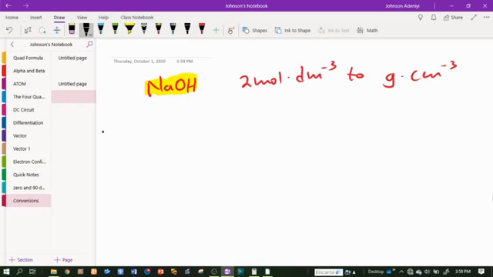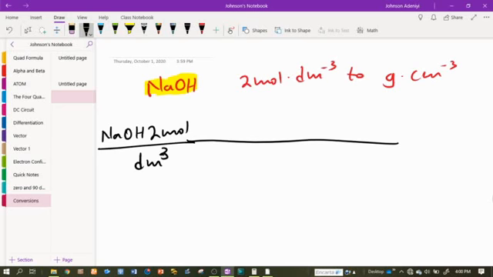So you have sodium hydroxide, then you have 2 mole divided by dm cube. You don't need to put the minus again once it's going down. So you draw your line. Remember, you are converting the mole to gram and the dm cube to cm cube. So let's start with the mole. Before we can get our mole, we need the molar mass of sodium hydroxide. So the sodium hydroxide has to be 23 plus 16.